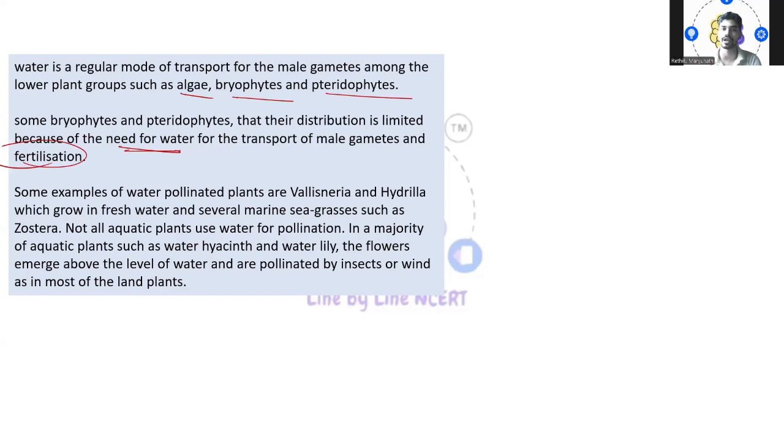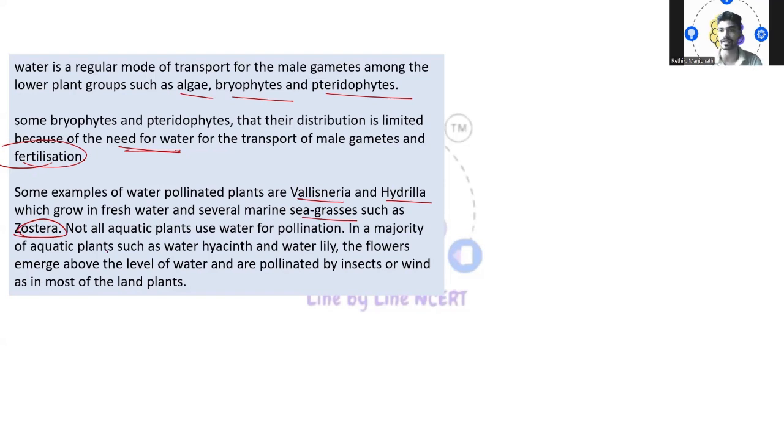Some examples of water pollination are Vallisneria as well as Hydrilla, which grows in fresh water, and several marine sea grasses such as Zostera. So these are the examples of water pollinated plants.